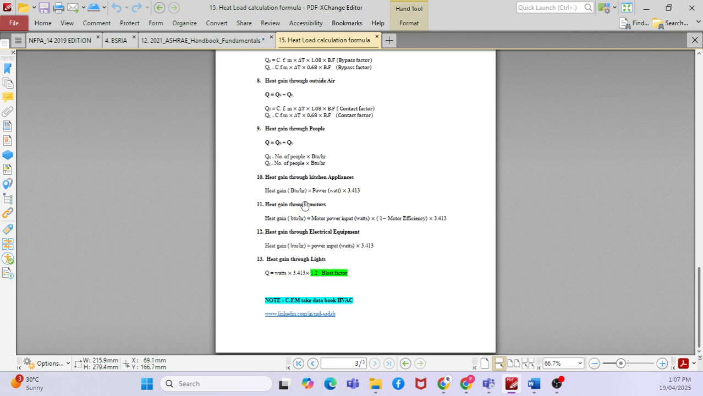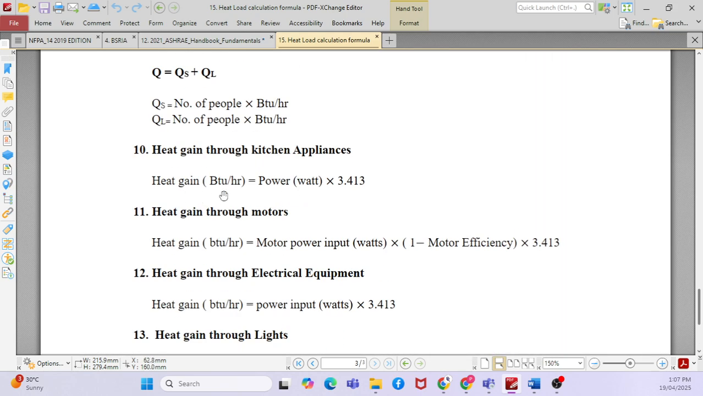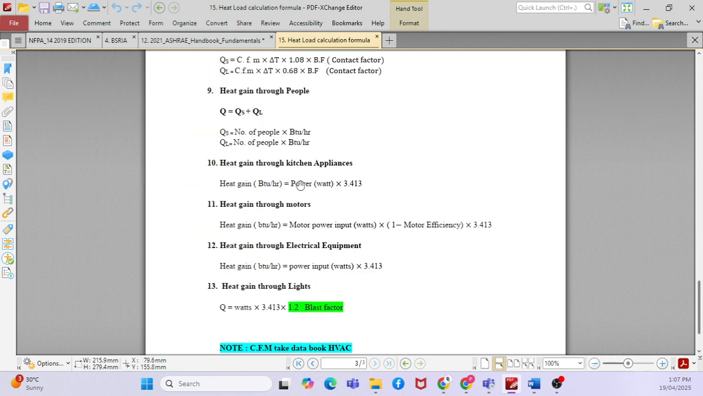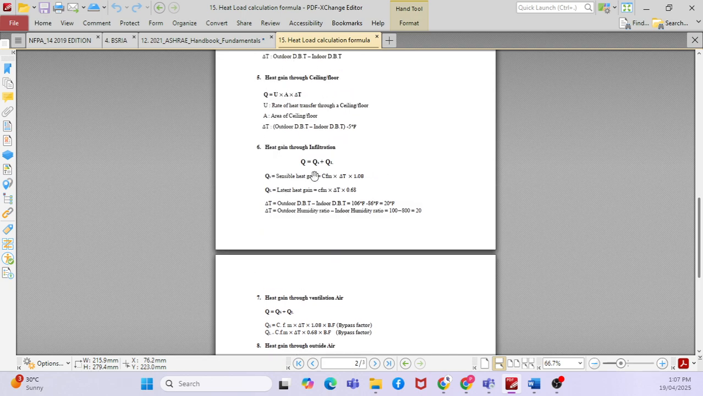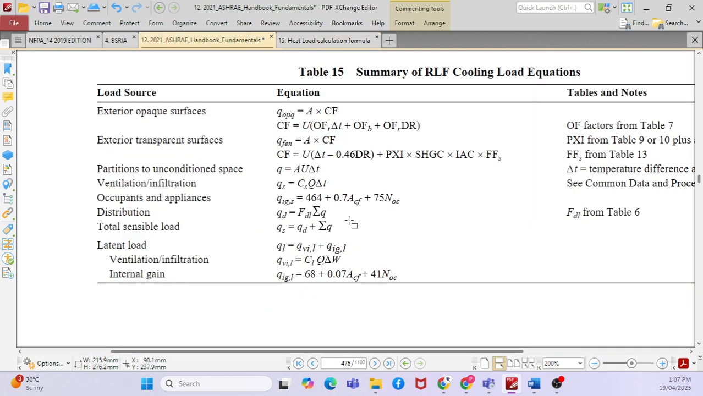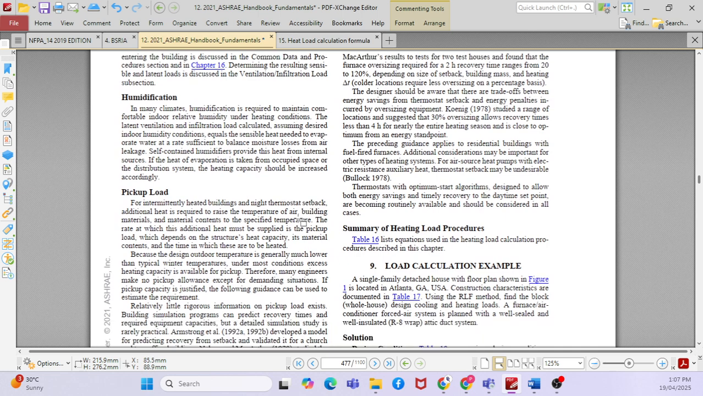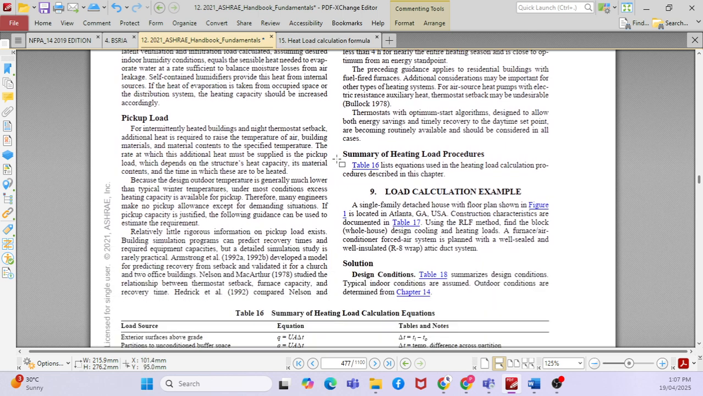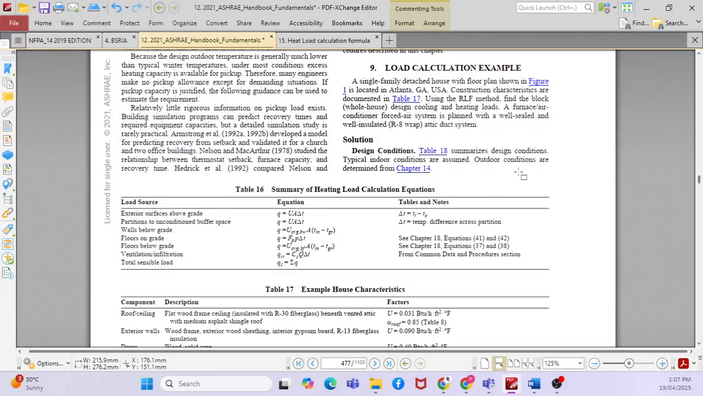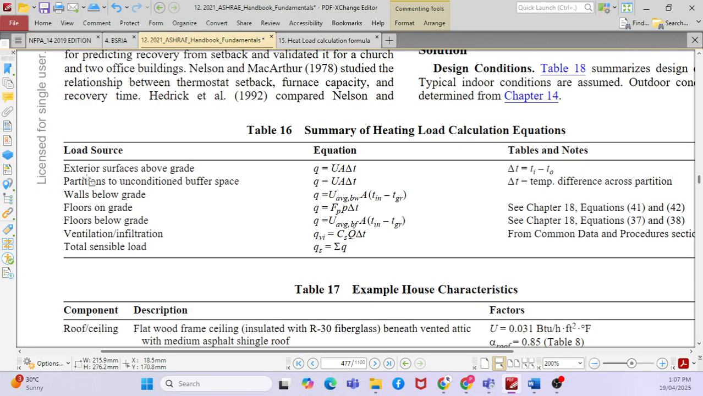Say for example, if you go to appliances, what is the equation? Heat gain in BTU per hour is nothing but the power of the appliances in watts multiplied by 3.413, which will give you the heat gain through the kitchen appliances. This is a very simple equation, but it came from ASHRAE. Sometimes it will be complicated, but you can understand some basics. There is some humidification, and the load calculation equations you can see here.